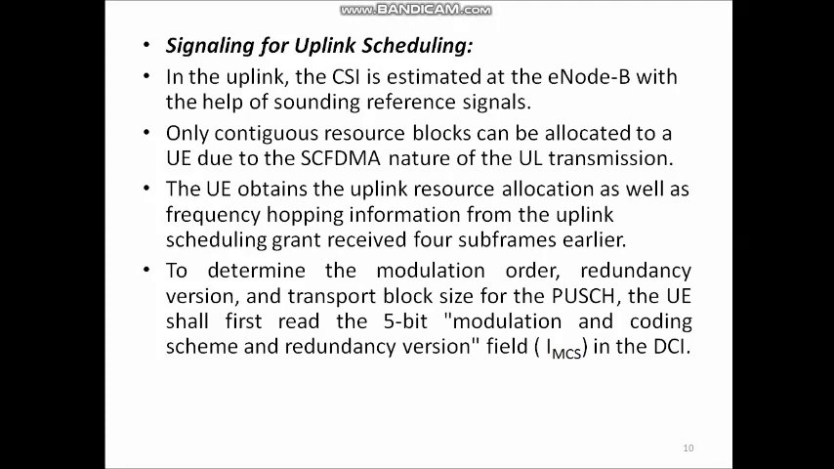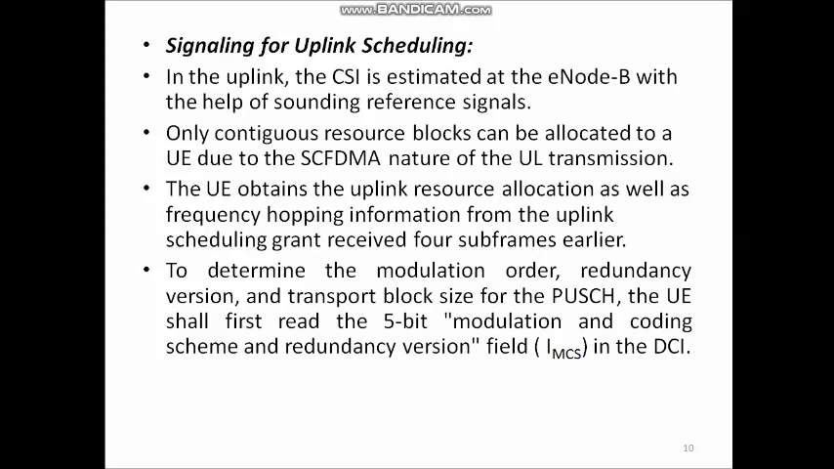The user equipment obtains the uplink resource allocation as well as frequency hopping information from the uplink scheduling grant received 4 subframes earlier. That means, if the user equipment detects a PDCCH with DCI format 0 in subframe N, then it will adjust the corresponding PUSCH transmission in subframe N plus 4. So, there is a delay of 4 subframes.